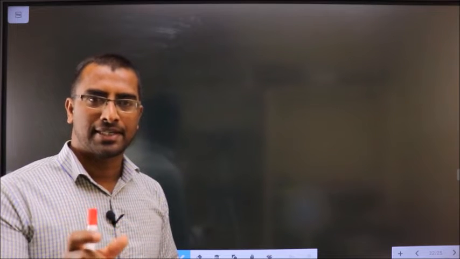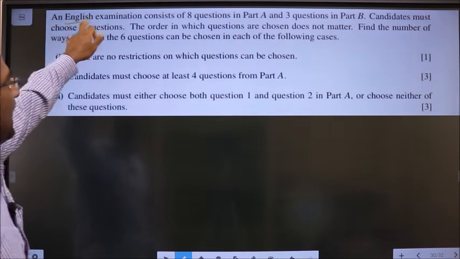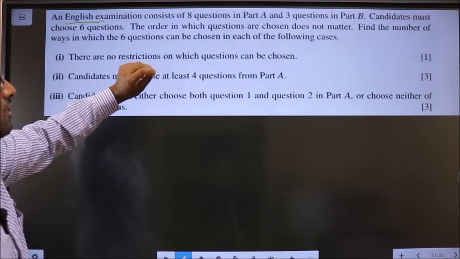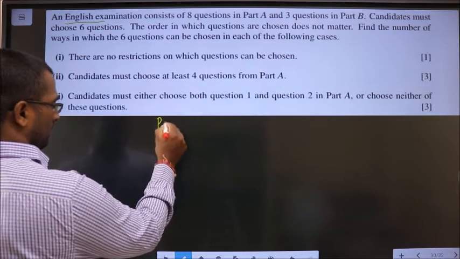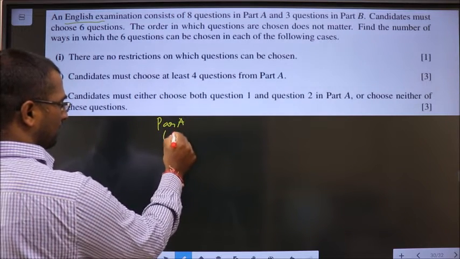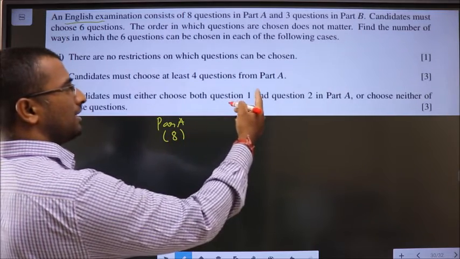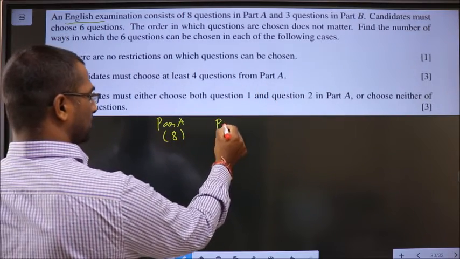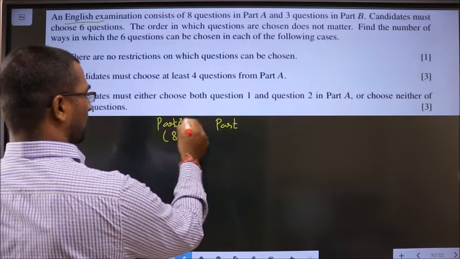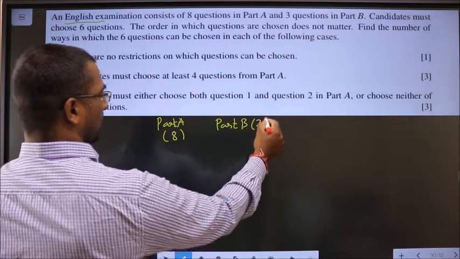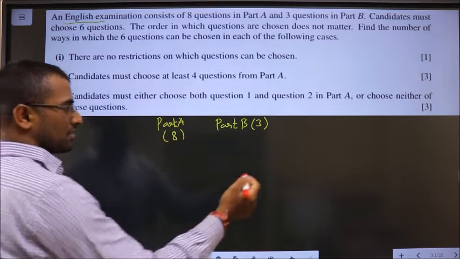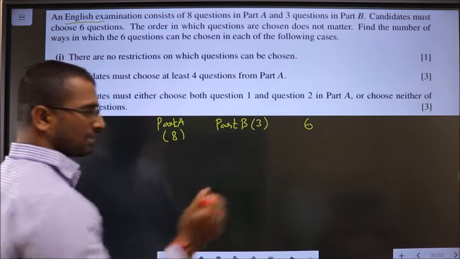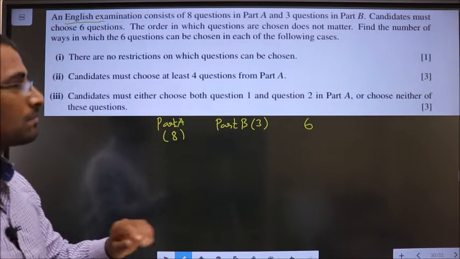Let us do combination sums when "at least" is present in the question. An English examination consists of 8 questions in part A and 3 questions in part B. The candidate must choose 6 questions, so he should select 6 questions from these.